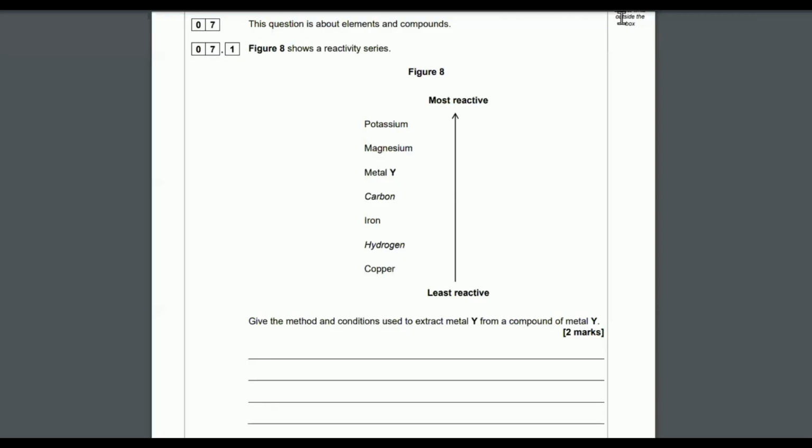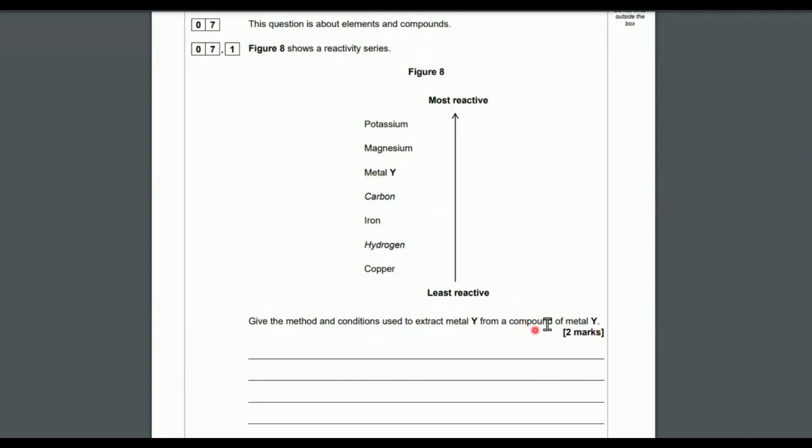Okay, we're on to the last question now of this paper. So this question is about elements and compounds. 7.1 figure 8 shows a reactivity series. Most reactive at the top, least reactive at the bottom. We've got potassium, magnesium, metal Y, carbon, iron, hydrogen, and copper. Give the method and conditions used to extract metal Y from a compound of metal Y. So how would we get metal Y out?